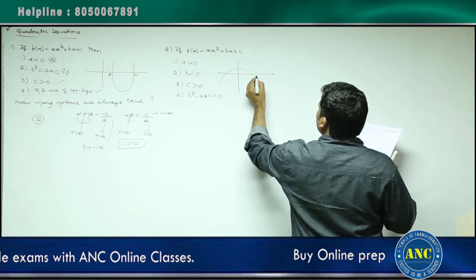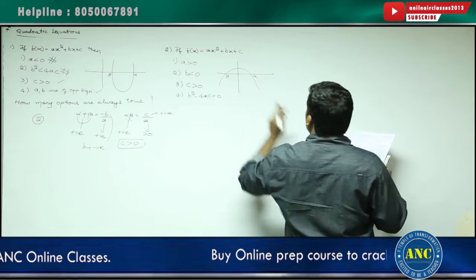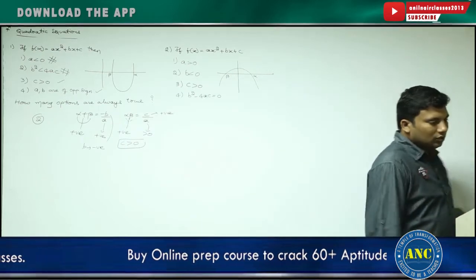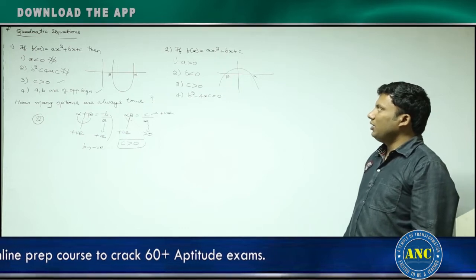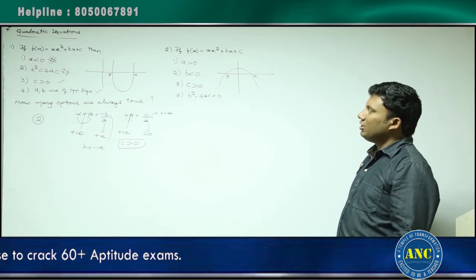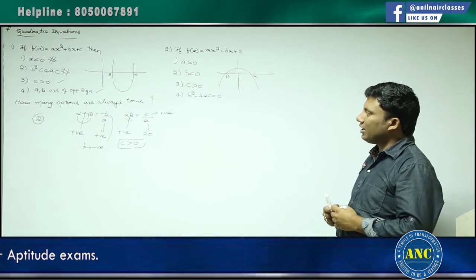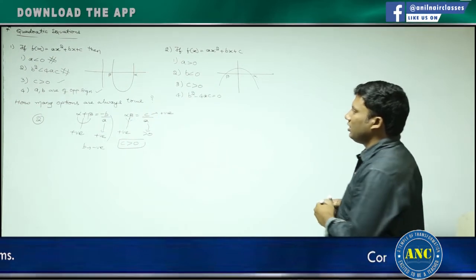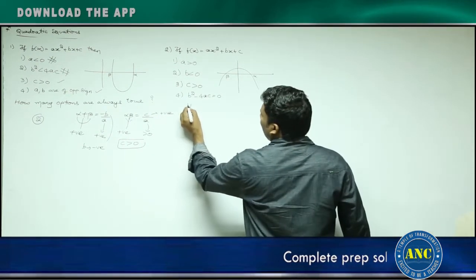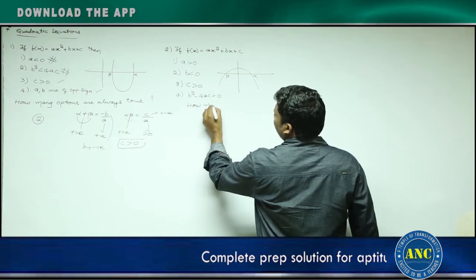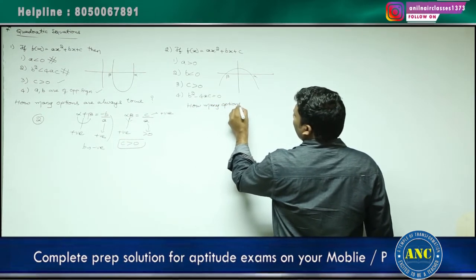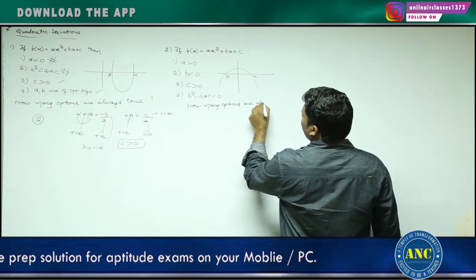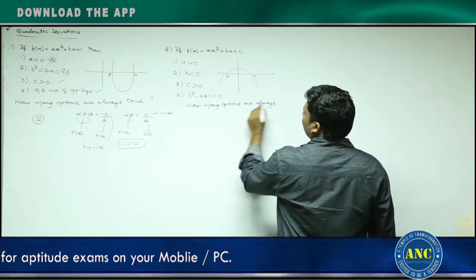The graph is like this. This is alpha, this is beta. If f of x is equivalent to ax square plus bx plus c, a greater than 0, b less than 0, c greater than 0, b square minus 4ac equivalent to 0. How many options are always true?